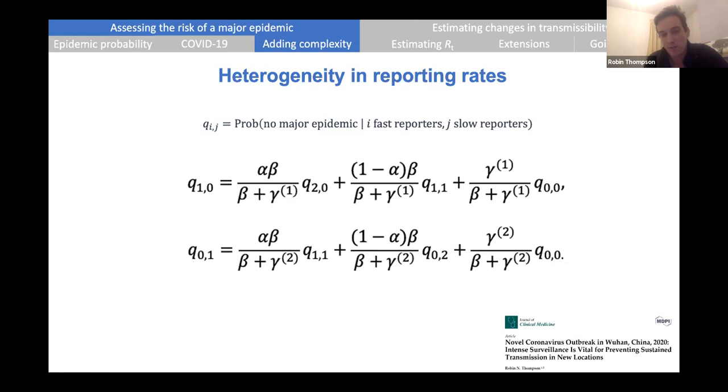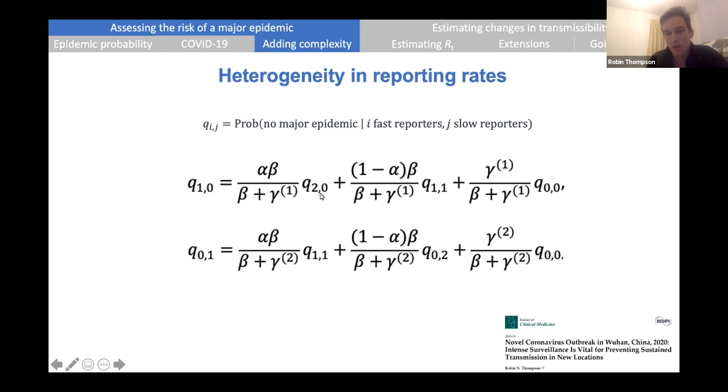Then you can make the branching process approximation that we made earlier. Earlier we said that Q2 is Q1 squared. You do the analogous thing here. Q20 is the probability of no major epidemic starting from two fast reporters. In order for there not to be a major epidemic, you want the first infected fast reporter to not spark a major epidemic, and you want the second infected fast reporter to also not spark a major epidemic. In other words, you want a probability of Q10 for the first individual not to trigger a major epidemic, and another Q10 for the second individual. So Q20 is Q10 times Q10, so Q20 is Q10 squared.